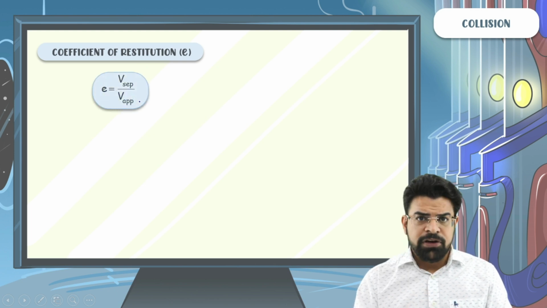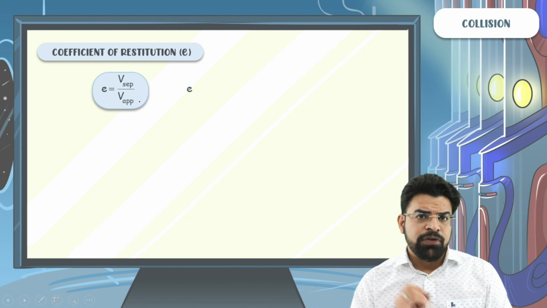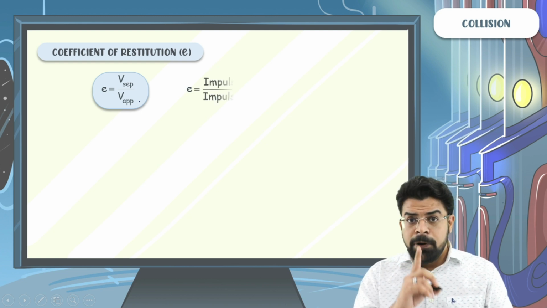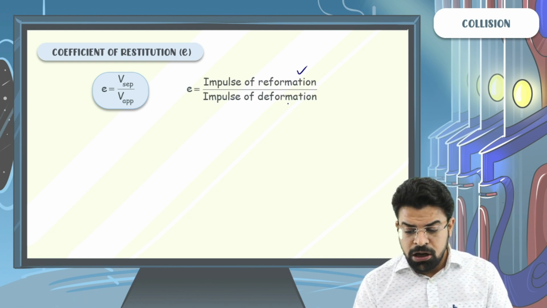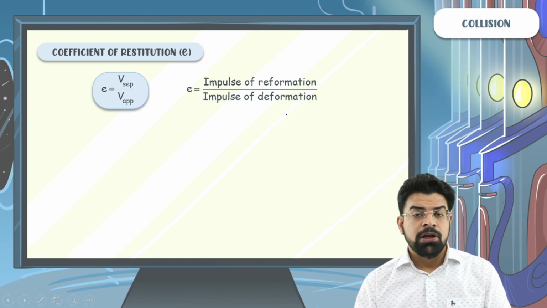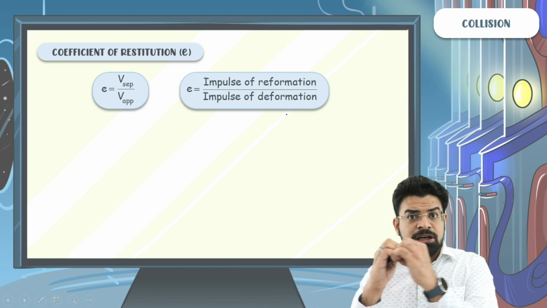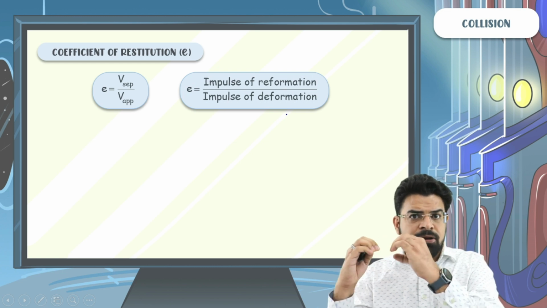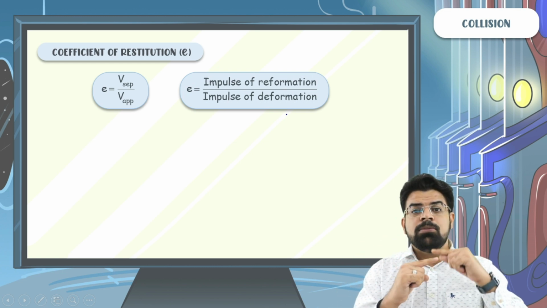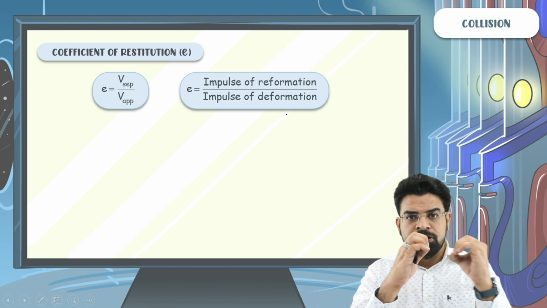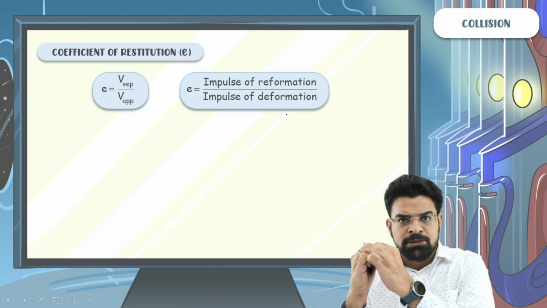But the true definition is that coefficient of restitution is impulse of reformation upon the impulse of deformation. That is, the change in momentum during the process of reformation after reaching the maximum deformed state, upon the change in momentum of the body during the process of getting into contact till the time of maximum deformation.